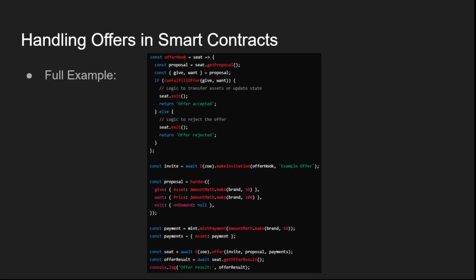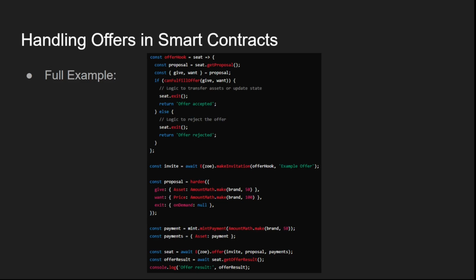In this example, the offer hook checks whether the offer can be fulfilled based on the conditions defined in the proposal. If the conditions are met, the offer is accepted. Otherwise, it is rejected. This ensures that only valid offers are processed, maintaining the integrity and security of the contract. Handling offers correctly is crucial for building robust and secure smart contracts. By following these practices, you can ensure that your contracts process transactions efficiently and fairly.